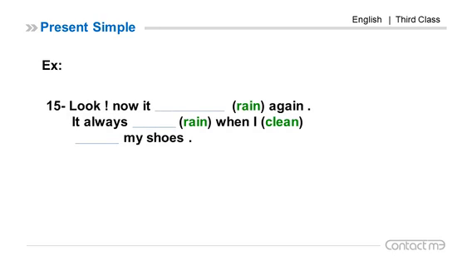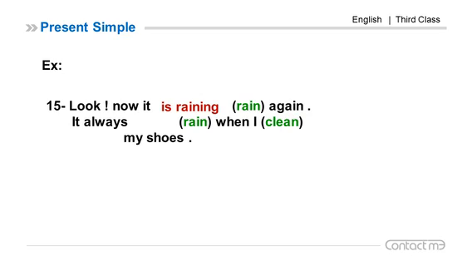Look, now it rain. Now, present continuous: is raining again. It always rains. Always, present simple. When joins present simple: rain was clean, also present simple. So present continuous is raining, present simple rains, clean, also present simple.